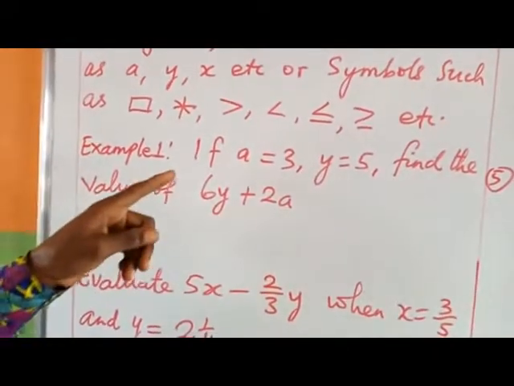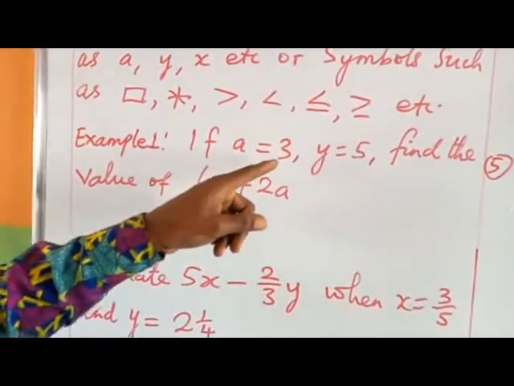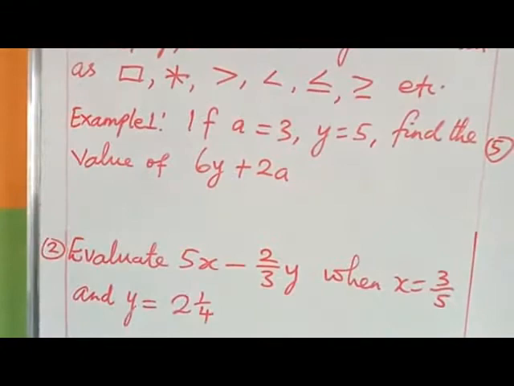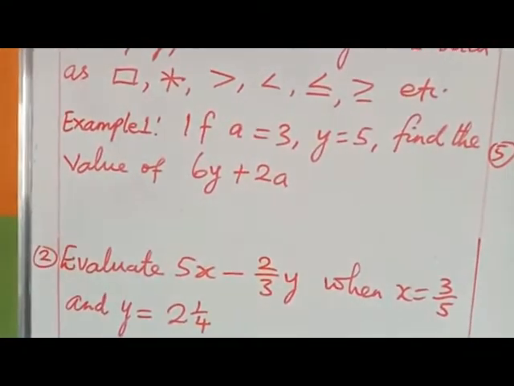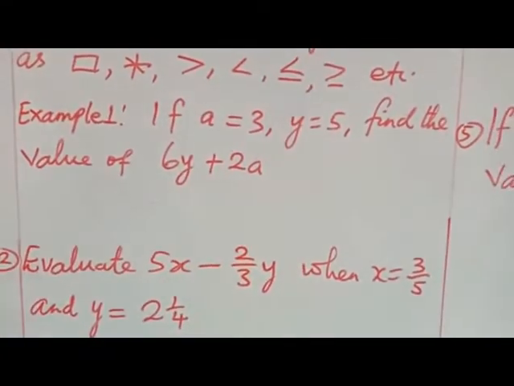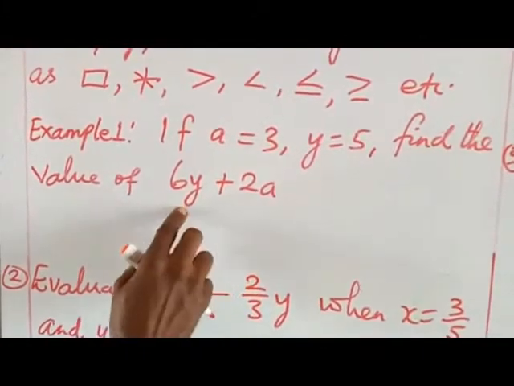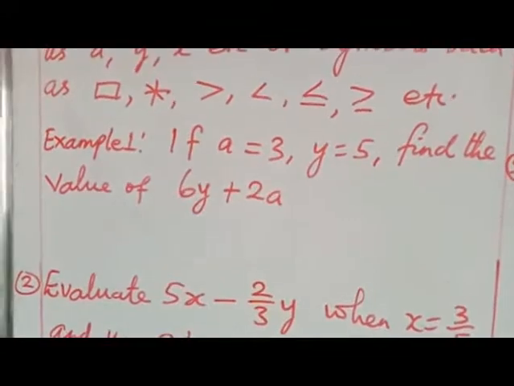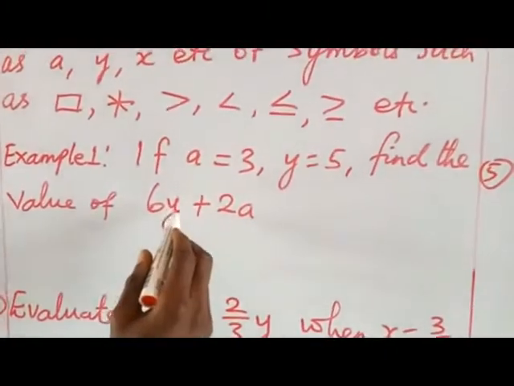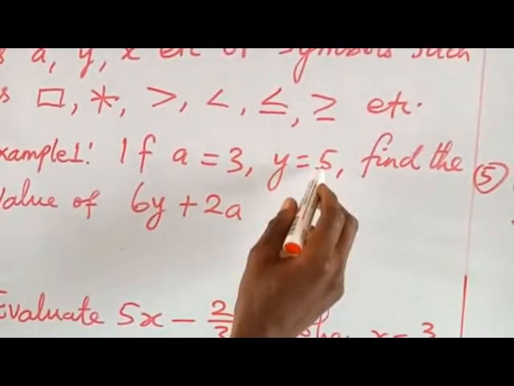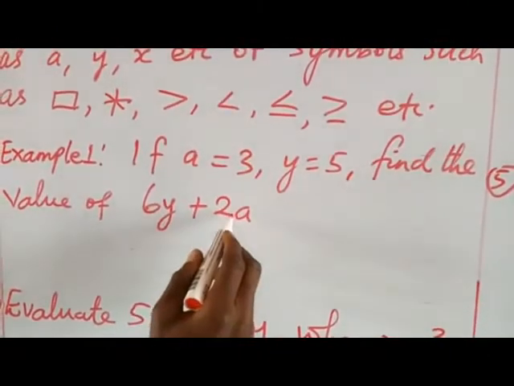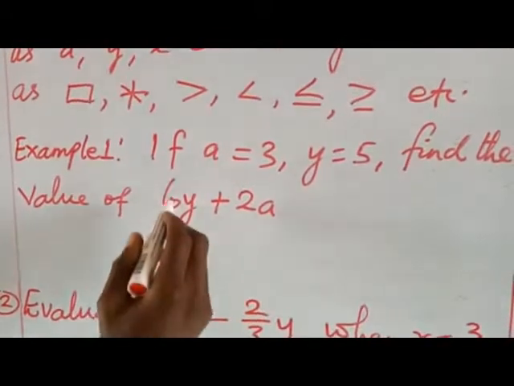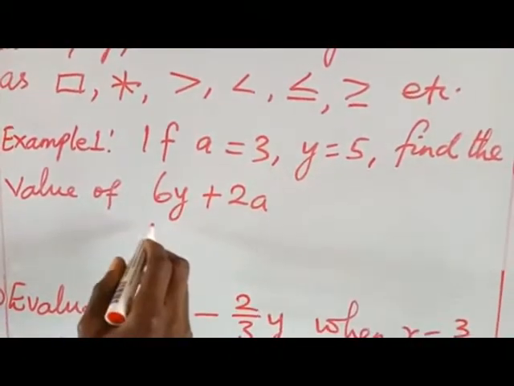Example: if a is equal to 3 and y is equal to 5, you are told to find the value of 6y plus 2a. So please pay attention as I solve on the board. This is the given expression on the board, 6y plus 2a. What we are told to do is, whenever you see y, replace it by 5. Whenever you see a, replace it with 3. So in 6y plus 2a, we're going to replace those values.